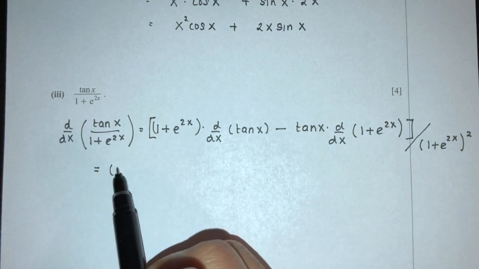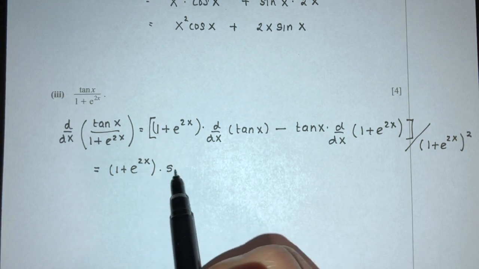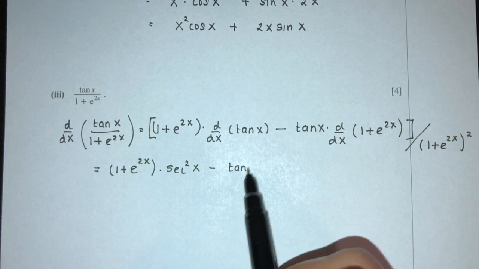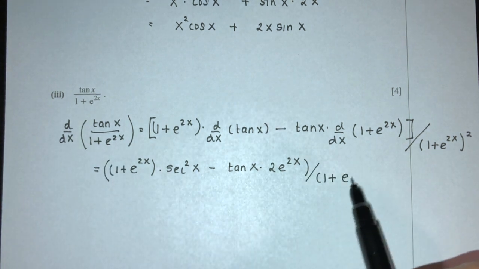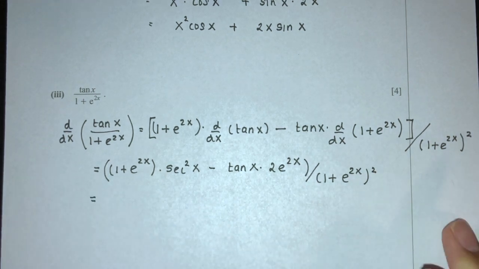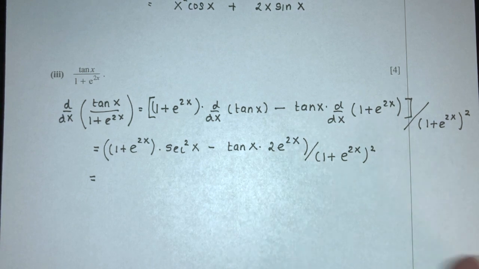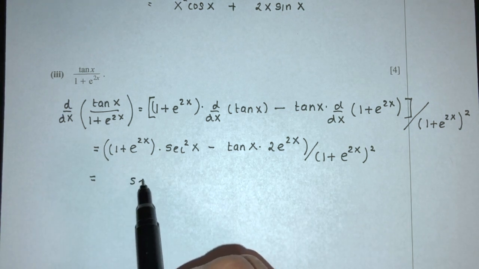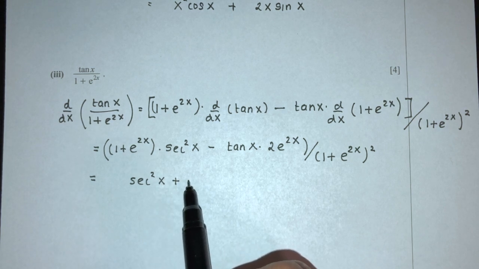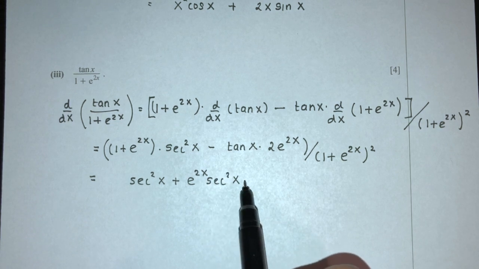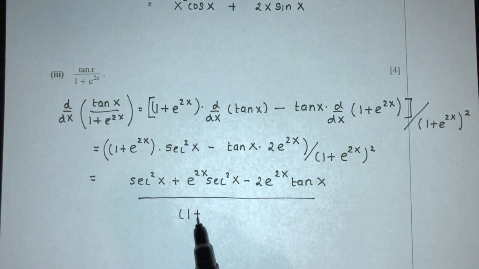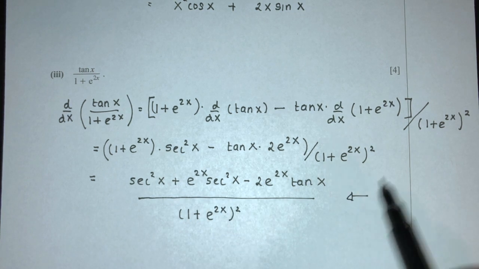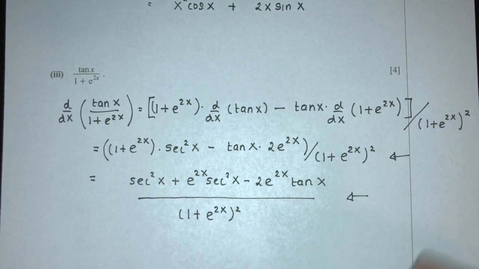But anyway, that should be the answer. Now we can simplify. So 1 plus exponential 2x times sec squared x minus tan x times 2 exponential 2x, divided by (1 plus exponential 2x) squared. You can leave your answer just like that. That is enough for your answer. Now, if you want to simplify, you can. Let me just rewrite this again. You will have sec squared x plus exponential 2x sec squared x minus 2 exponential 2x tan x, all divided by the base squared, which is (1 plus exponential 2x) squared. You can leave your answer just like that, or you can expand if you want to, for your answer for part 3.